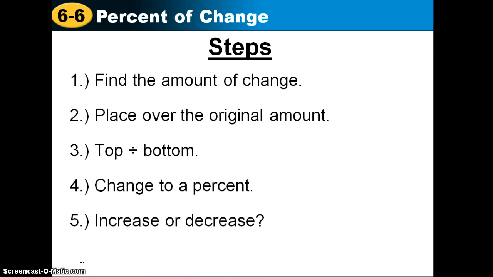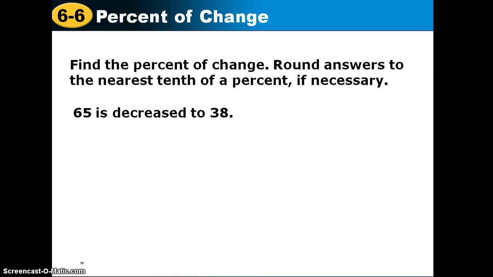We need to then change it to a decimal, so take top divide by bottom, and then change that decimal to a percent by moving it over 2 places to the right. The last part you need to do is to write increase or decrease. So here's an example, and it does ask us to round our answer to the nearest tenth of a percent.